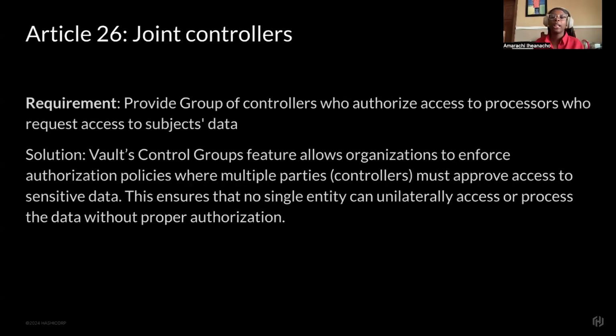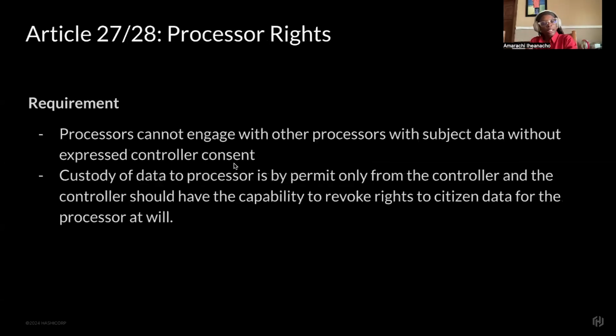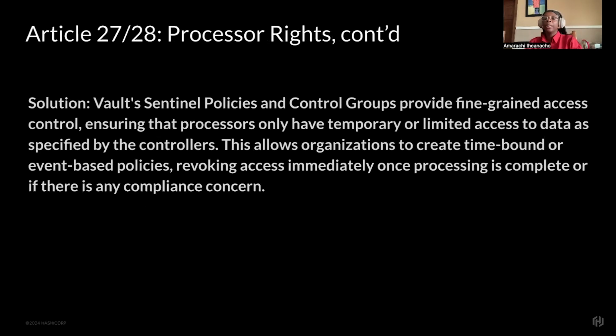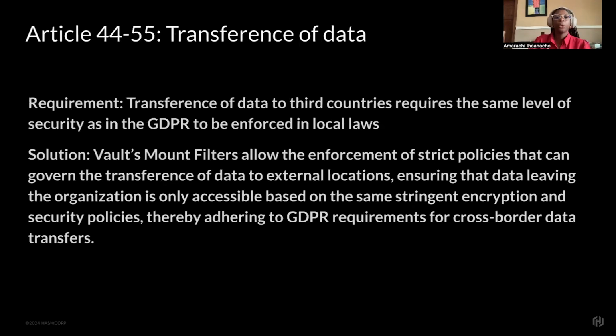You have joint controllers, which means that, okay, somebody wants to have access to your data. You can implement it in such a way that they only have access if multiple parties agree that these people should have access to this data. You can do that with Vault control groups features, which is not really in the free version. So you have processor rights, which is a processor cannot engage with other processor subject data without the controller's consent. You can do that with Vault Sentinel policies and control groups, which have fine-grained access control.